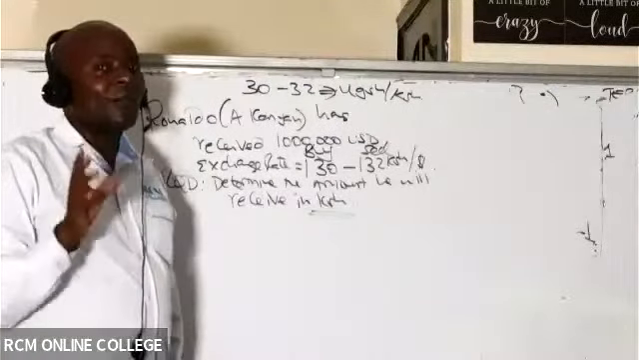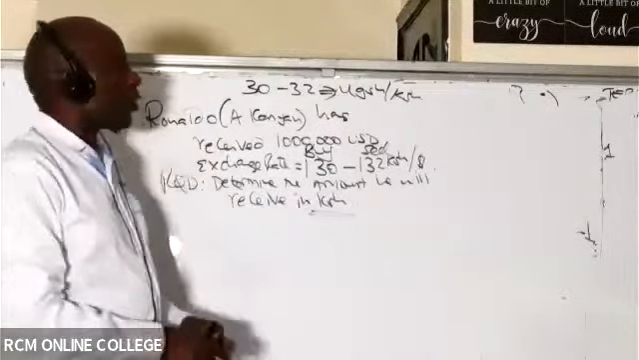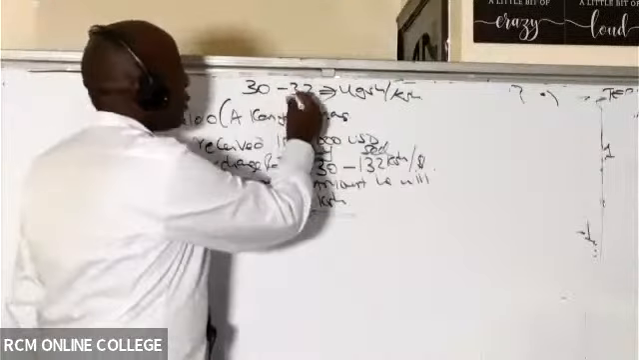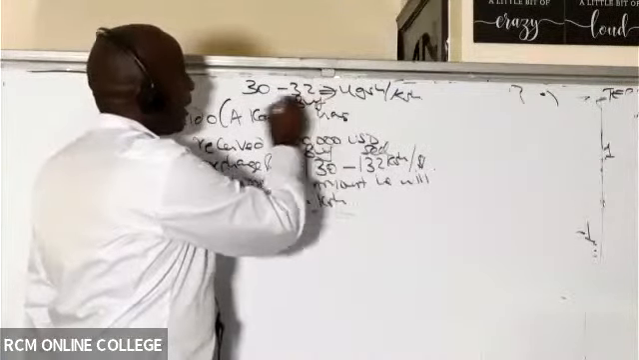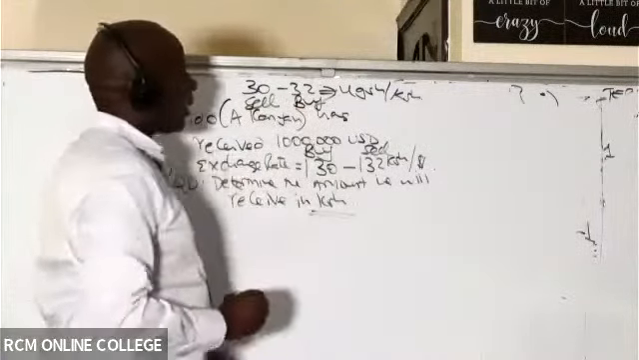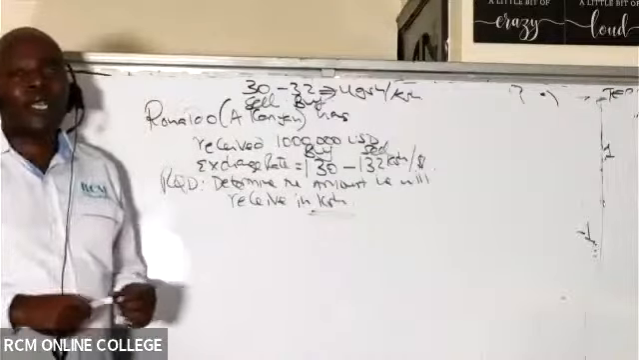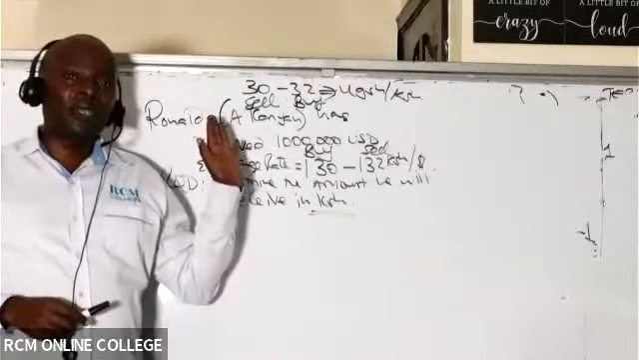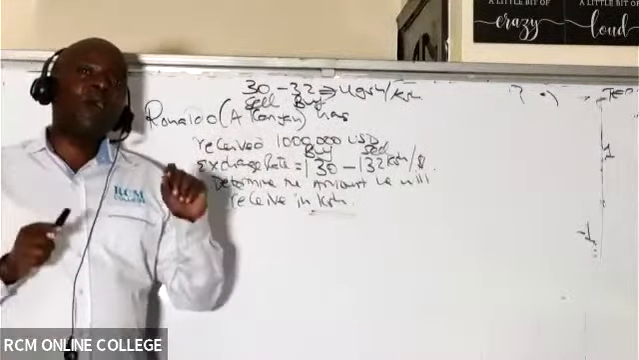Ukiconfuse unapata zero entire question. So ladies and gentlemen, in this case hapa tuko na 32. This 32 becomes the buy. This becomes the what here? The sell. So buy versus what here? Sell. You can see now the example of the cow.